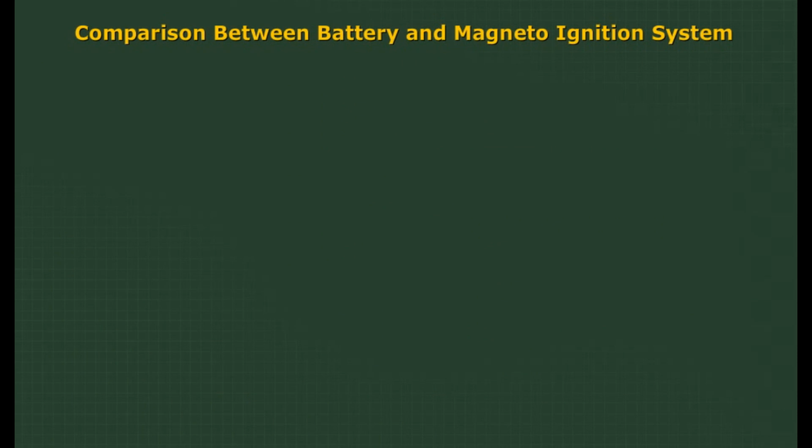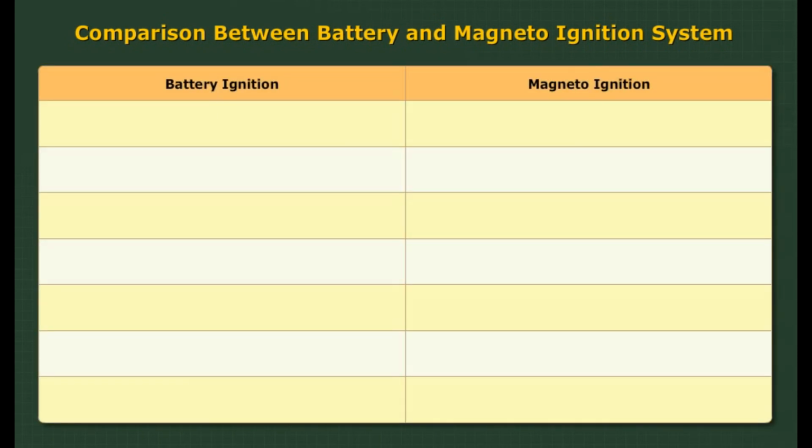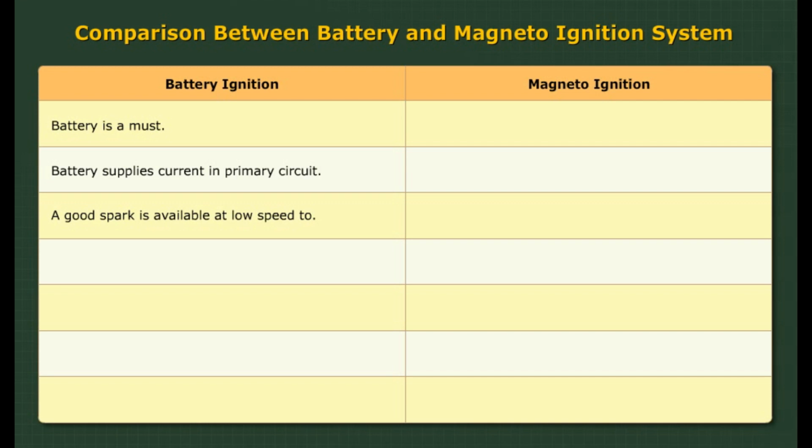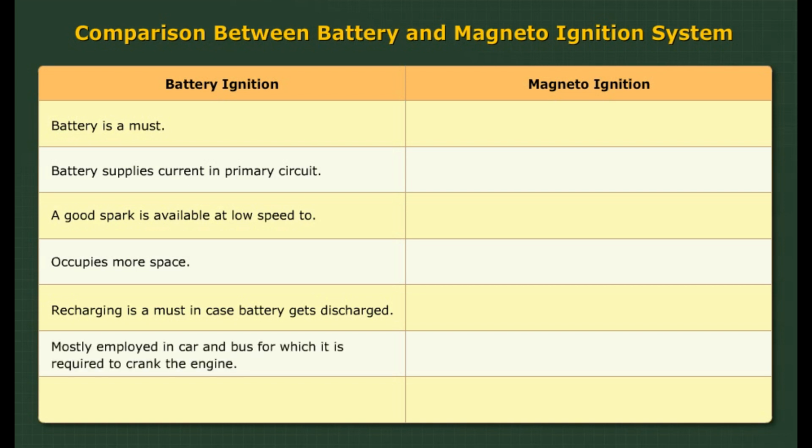Comparison between battery and magneto ignition system. Battery ignition. Battery is a must. Battery supplies current in the primary circuit. A good spark is available at low speed too. Occupies more space. Recharging is a must in case the battery gets discharged. Mostly employed in cars and buses, for which it is required to crank the engine. Battery maintenance is required.